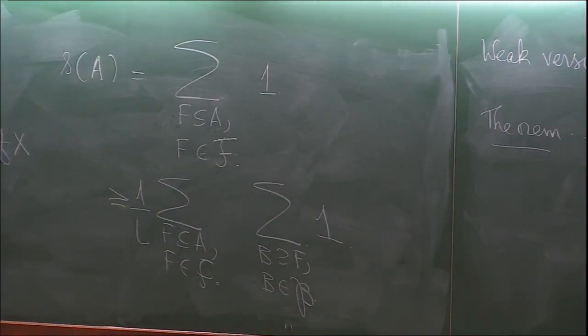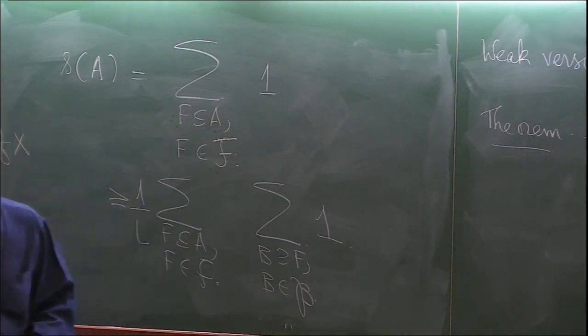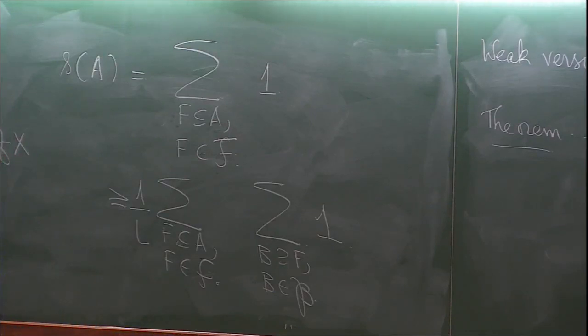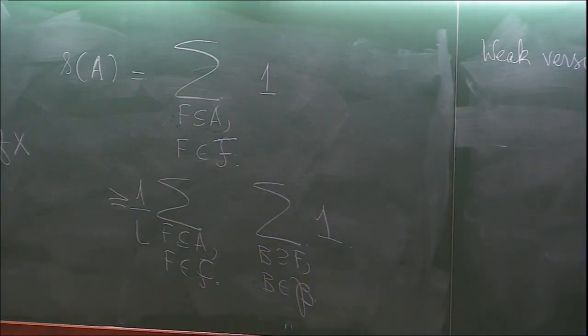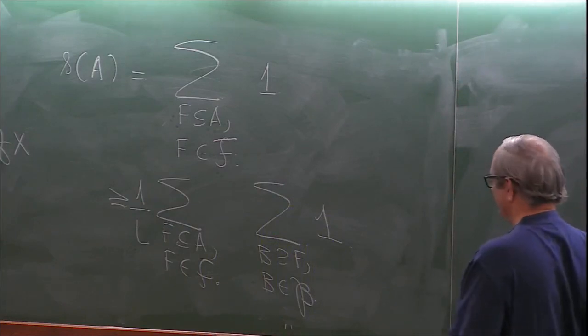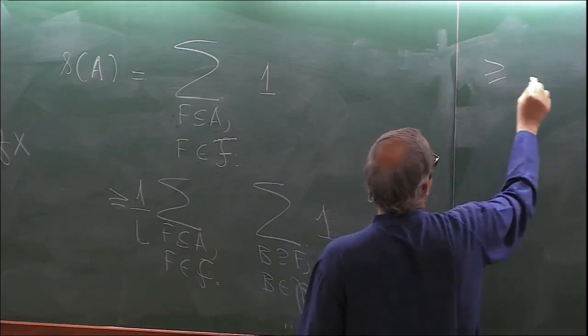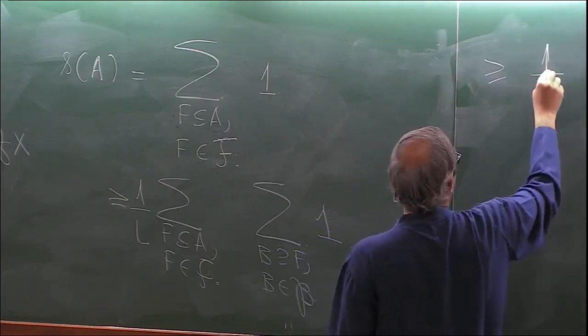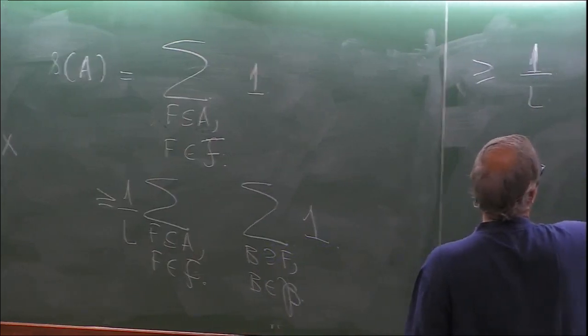Okay? And now you just interchange the summations. This is irresistible if you do analytic number theory. You have a double sum, you have to interchange it, whether it makes sense or not. So you just do it, and then you interchange this summation and you will get that this is greater than or equal to 1 by L. This time you sum over B in the family B.